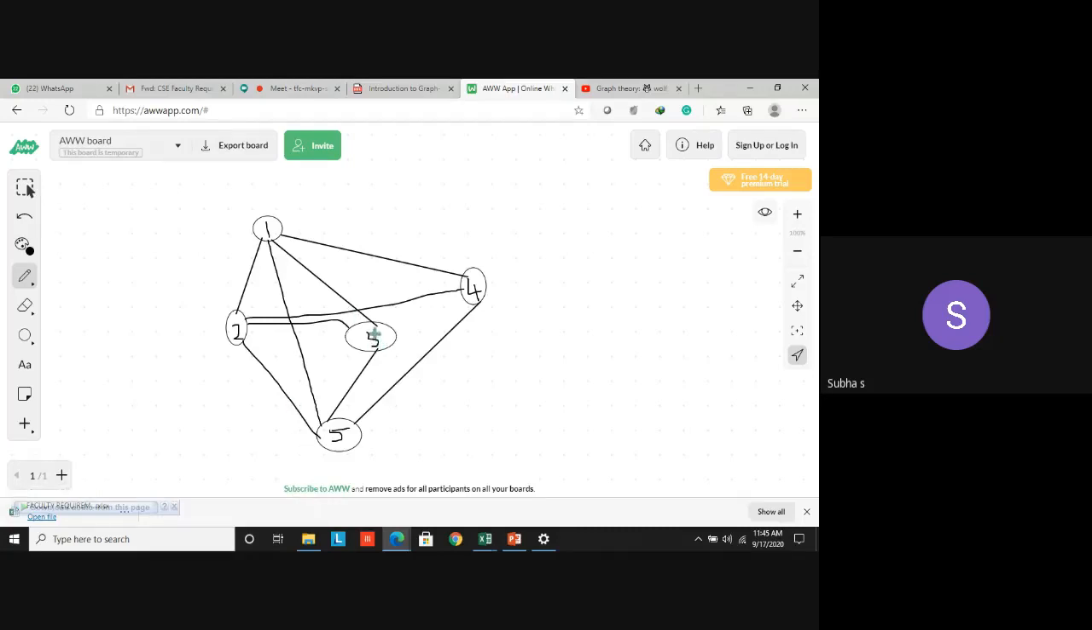Similarly for 3, you have to check whether there are paths to all other vertices. There is a path from 3 to 1. Yes. There is a path from 3 to 2. There is a path from 3 to 5, but there is no path from 3 to 4. So you have to connect. Now check for 4. 4 to 1 connected, 4 to 2, 4 to 3, 4 to 5. So now it's okay. All other nodes are adjacent to this particular node. Similarly, come to the last vertex 5. 5 and 2 connected, 5 and 1, 5 and 3, 5 and 4. So now this graph is called a complete graph.